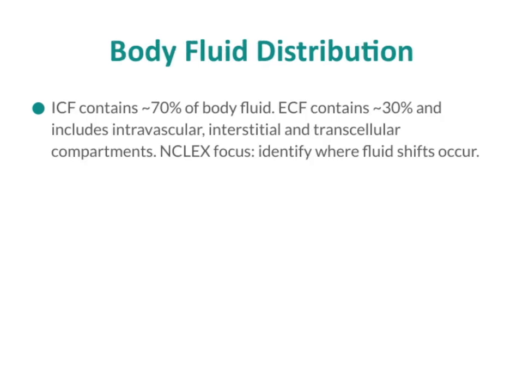Our bodies are mostly water. About 70% is inside our cells, known as intracellular fluid. The other 30% is outside the cells, called extracellular fluid. This extracellular fluid breaks down further into 3 compartments: intravascular, interstitial, and transcellular. For the NCLEX, it's crucial to understand where fluid moves between these spaces, because shifts can impact everything from blood pressure to cell function. Let's keep this distribution in mind as we explore fluid balance.